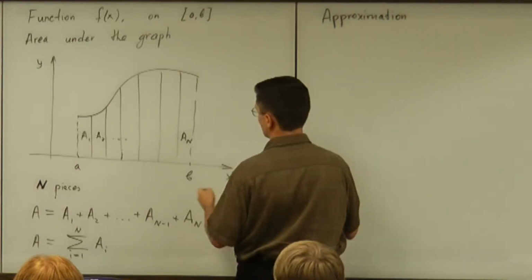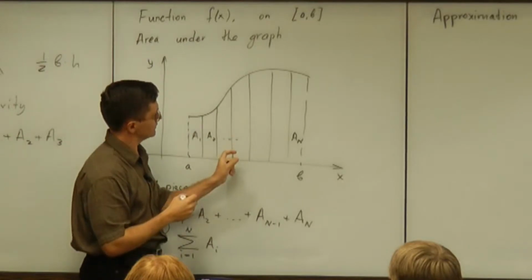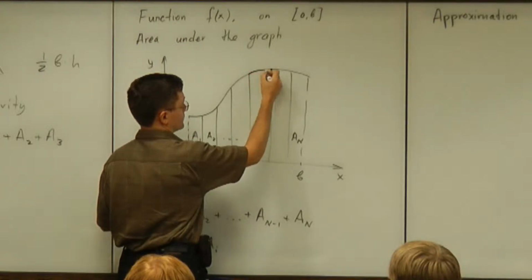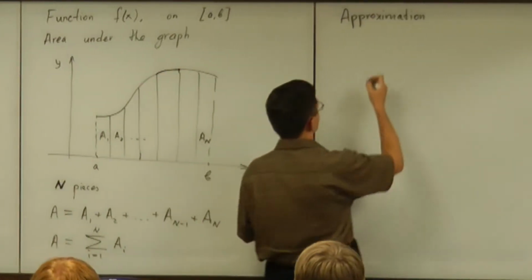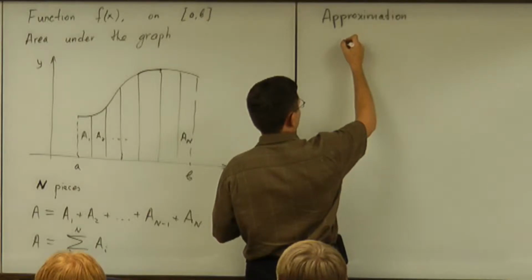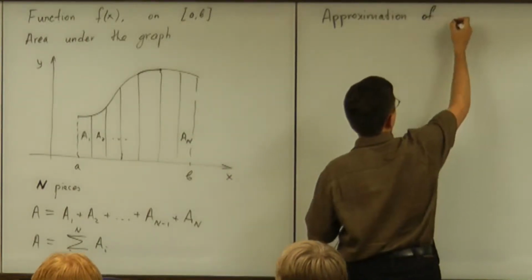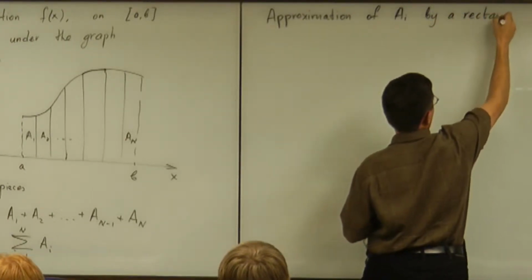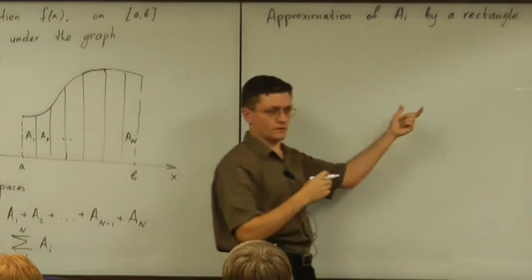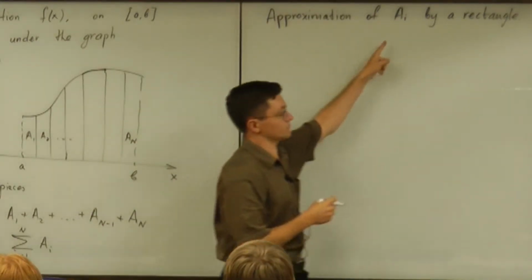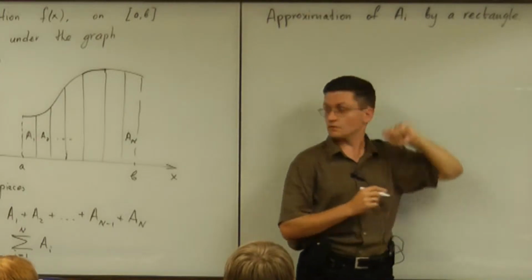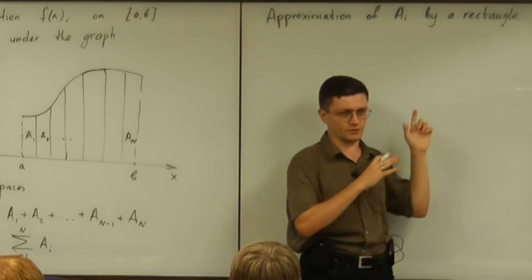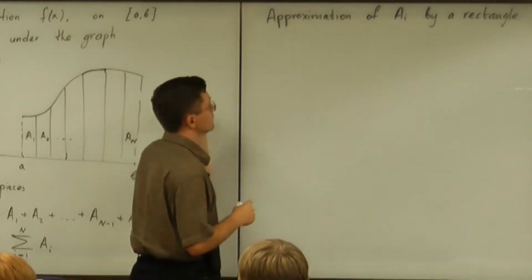So we approximate each of those tall pieces by a rectangle. It seems like a rectangle, although it is not, because the top part is curved. So, approximation of A_i by a rectangle. So that's the geometric idea, and the idea is to approximate it by something that we know exactly how to compute the area of. Okay? So it's the idea of reduction of something difficult to something simple.